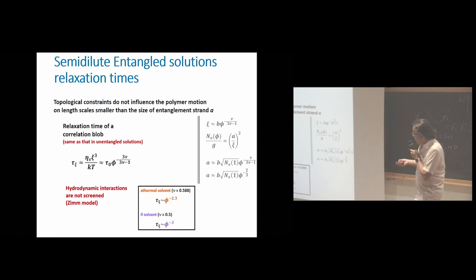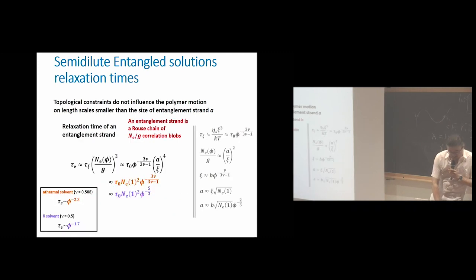And for the relaxation times, topological constraints do not influence the polymer motion on length scales smaller than the size of the entanglement strand, so entangled or even cross-linked, it's the same. You can always use the relaxation time of a correlation blob. We saw it for the unentangled solution, the Zimm relaxation time for the size of blob xi. This means you have concentration dependence with exponent of -2.3 for a thermal solvent and -3 for a theta solvent. This is the same as what I previously showed.